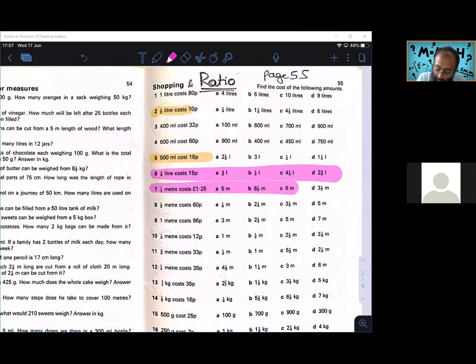I think question number 6 and question number 7. What we can do, we can get rid of the colors for a second and put the colors over here. Did I say 6 and 7? Yeah, 6. Whoops.